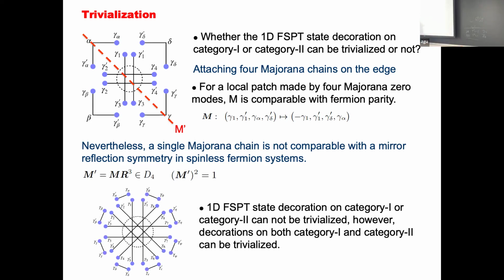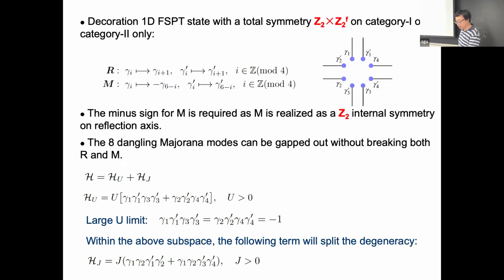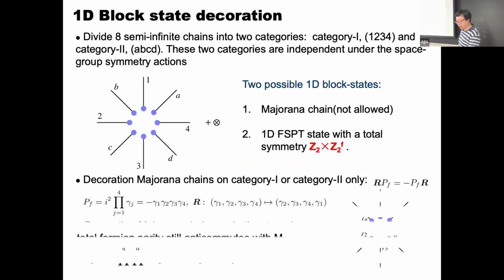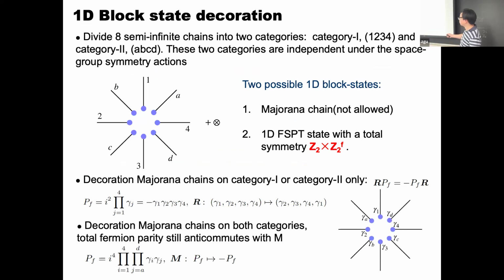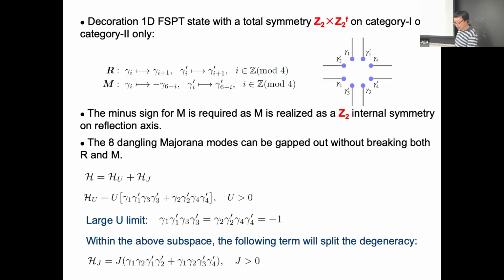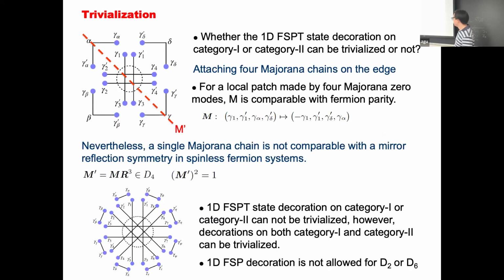Okay, so now we end up with the idea that if this decoration of this 4 Majorana chain is not allowed, how about decorating 8? Decorate 8. If you still remember our high symmetric lines, we have 8. This 1, 2, 3, 4 is group 1, ABCD is group 2. So we just ask the question: what will happen if we decorate this 1D fermion SPT state on all the 8 high symmetric lines? So both 1, 2, 3, 4, and A, B, C, D.